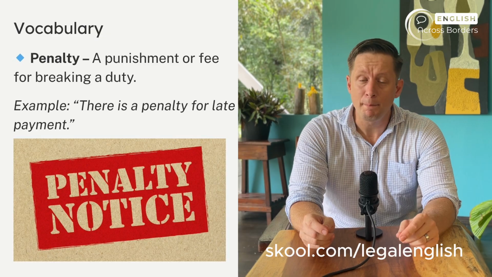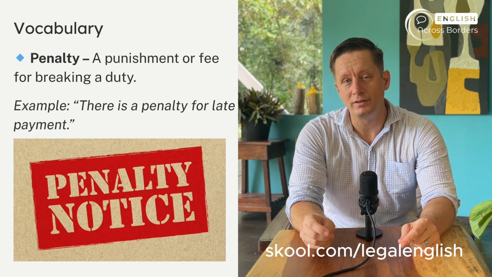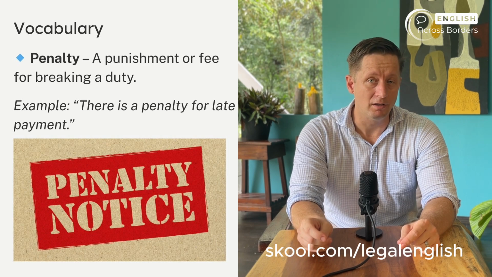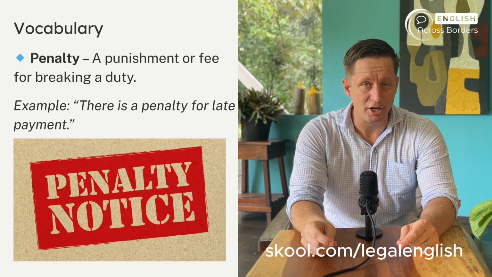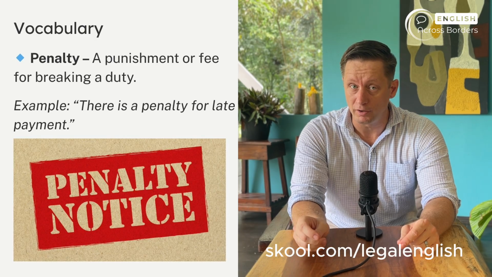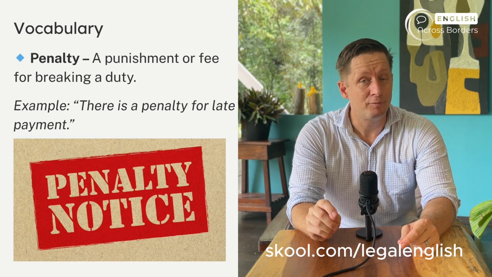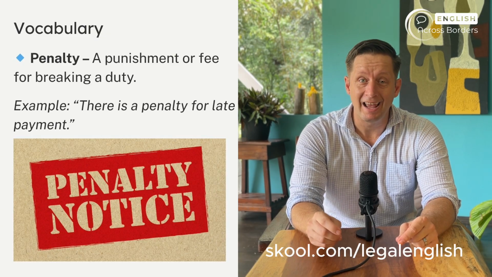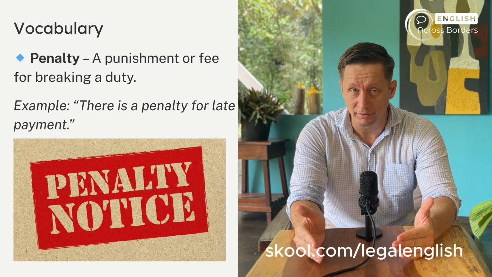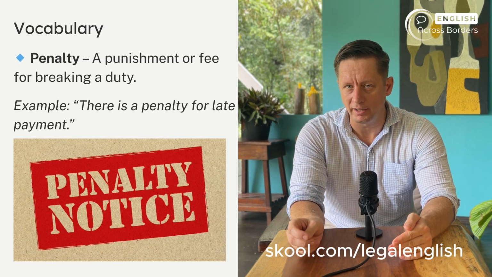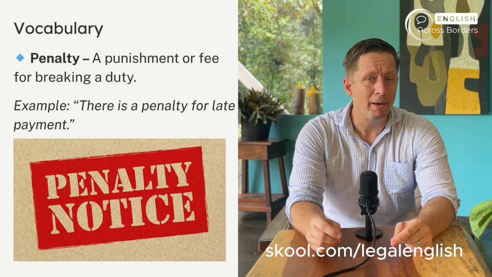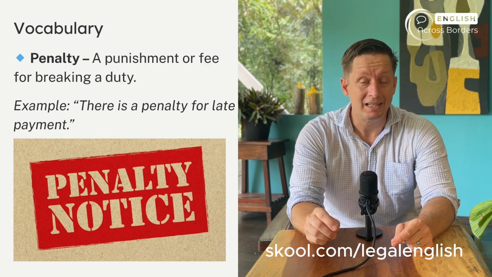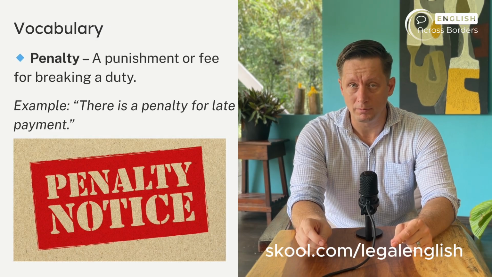A penalty is the punishment in a contract if someone does not respect an obligation. For example, there is a penalty for late payment. Let's imagine a buyer agrees to pay on June 1st. The contract says if payment is late, $100 extra must be paid. That extra $100 is the penalty. This helps ensure compliance. A lawyer might say the penalty clause is there to make sure the parties respect their duties. If not, they must pay more.